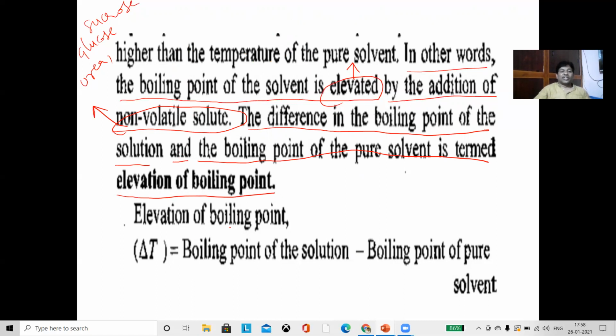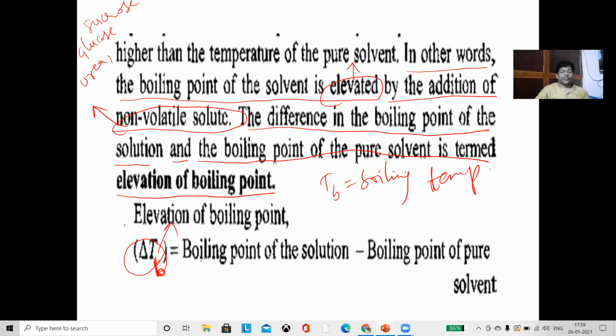Elevation of boiling point is represented by delta T. We write delta TB also. The subscript B is for boiling. TB means boiling temperature, and delta TB indicates elevation in boiling temperature.